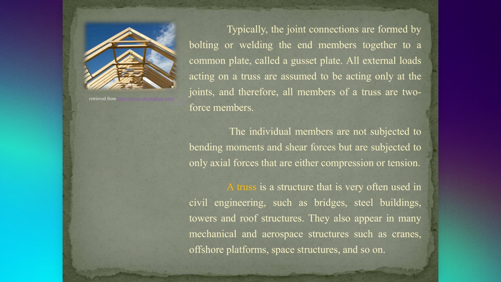Typically, the joint connections are formed by bolting or welding the end members together to a common plate, called a gusset plate. All external loads acting on a truss are assumed to be acting only at the joints, and therefore all members of a truss are two-force members. The individual members are not subjected to bending moments and shear forces, but are subjected to only axial forces that are either compression or tension.